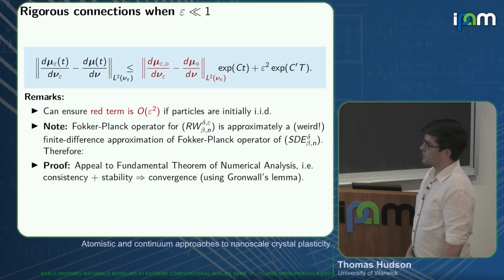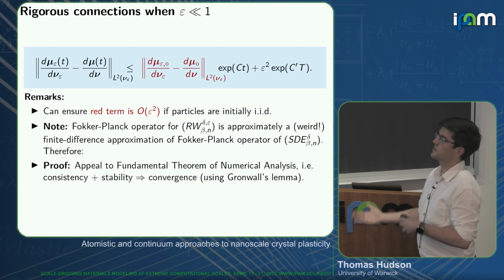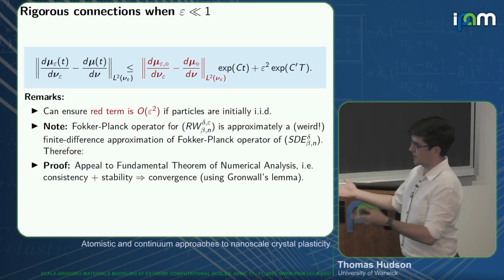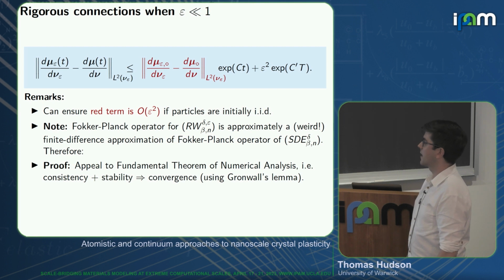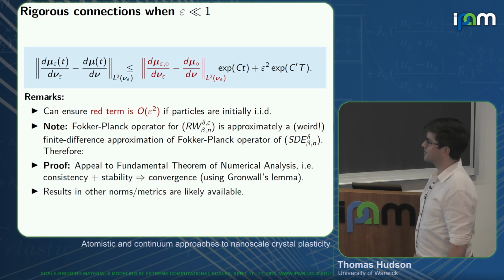So how do you do this in practice for the mathematicians who might care about this? Basically, we work with the Fokker-Planck operators for these two processes and show that the random walk Fokker-Planck operator is a weird finite difference approximation of the Fokker-Planck operator for the SDE. Not one that you would actually want to use numerically, but you can use ideas from numerical analysis to show that this convergence holds and use Gronwall in a kind of standard way. There's a fair amount of work in going in here, but fundamentally that's the key idea.